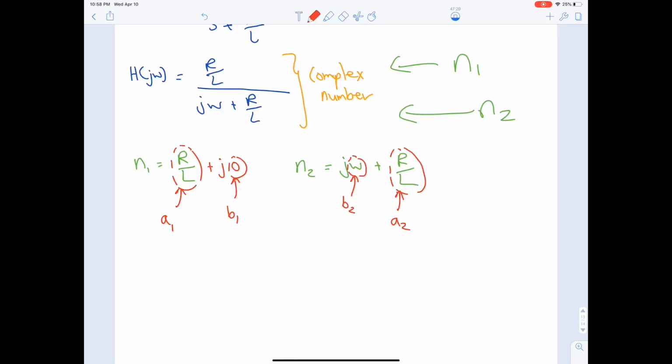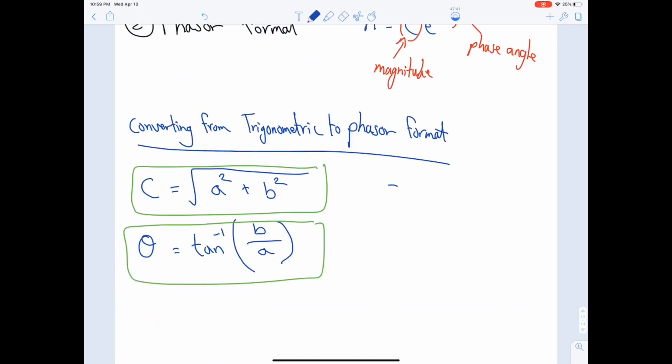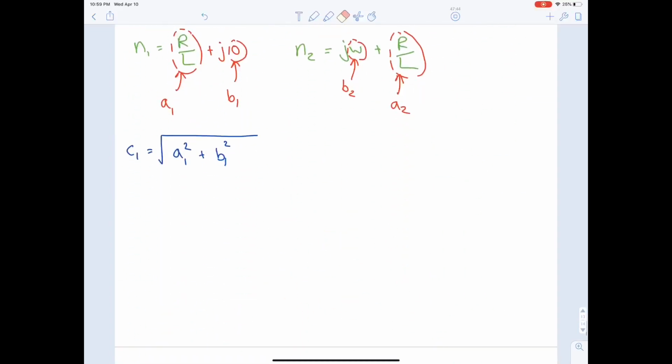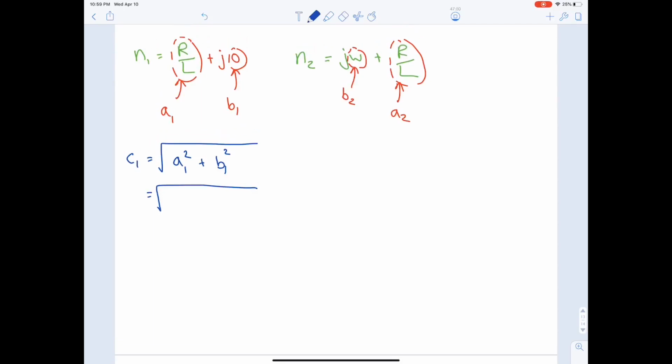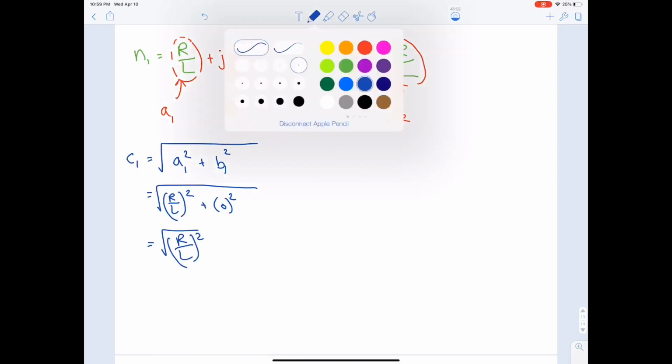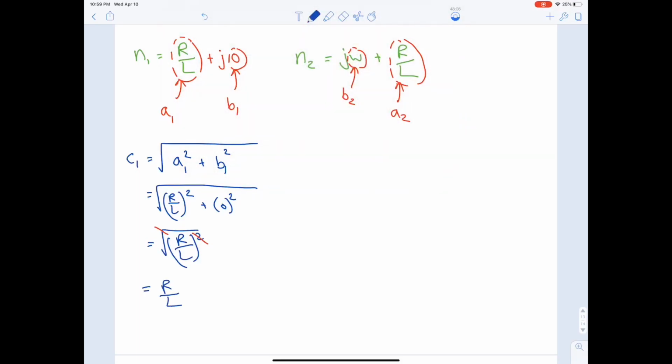Okay, so what is the magnitude for the first number? The magnitude for the first number is C1 equal to the square root of A1 squared plus B1 squared, according to this equation, right? Okay, so going back, let's plug in the numbers. A1 squared is what? R over L squared. What is B1 squared? It's 0 squared. Now 0 is nothing. Square root of R over L squared. The square with the square root, they cancel each other, and what we're left with is R over L. Okay, this is the answer for C1.